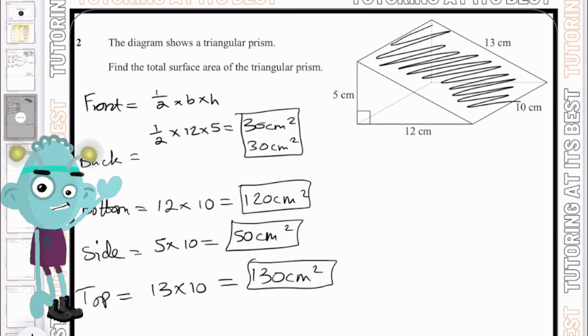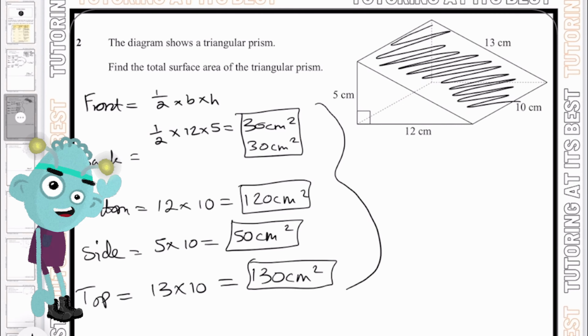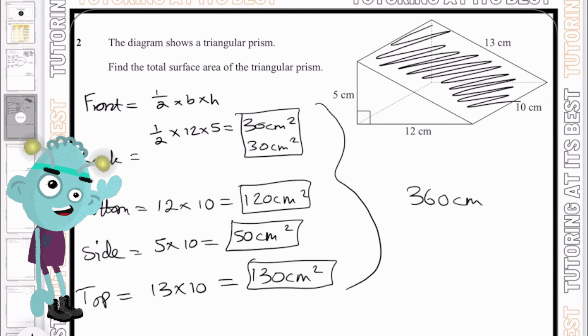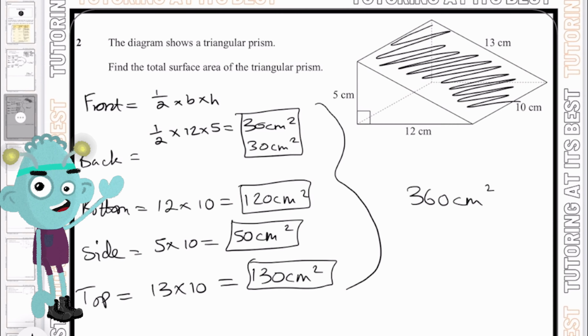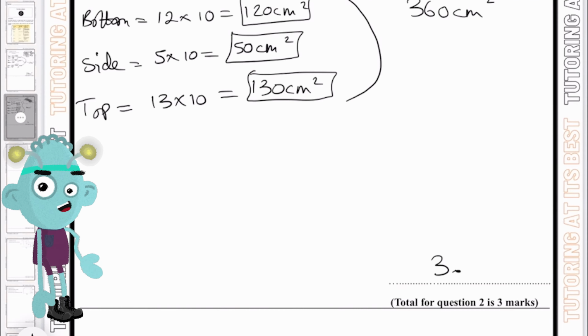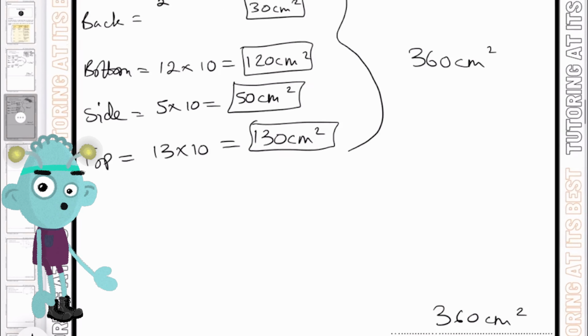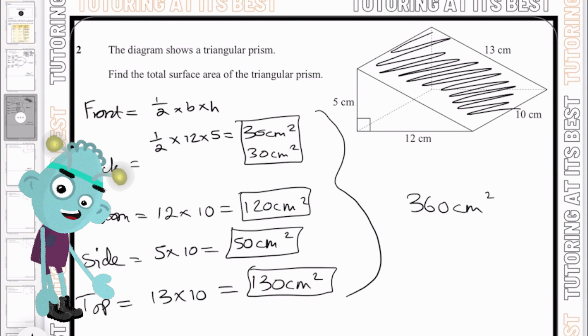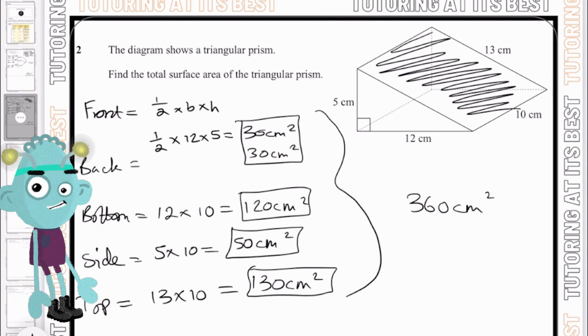We can simply go ahead and add this, and that would give us 360 centimeters squared. And that's merely it, 360 centimeters squared. So I hope you can see how I broke down this question into 5 different steps, depending on all the different sides that we have, with our front, our back, our bottom, our side, and our top, before putting it back together. Marvelous. Let's move over to question 3.